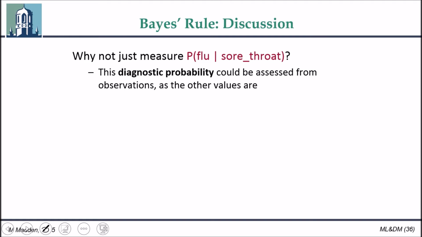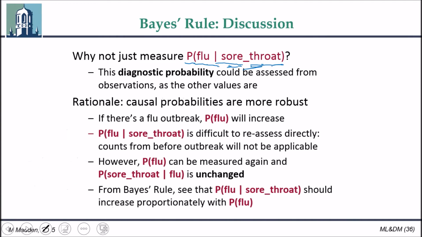So if I have all this observational data in my surgery, surely I can just measure the probability of flu given that you've got a sore throat directly. And I can. This is called a diagnostic probability. It's a term we use for the probability of a disease given some symptom of the disease. And we could assess it from the observations, as I did with some other values. However, there is a rationale for why we're not going to do that. And that is that causal probabilities are more robust.